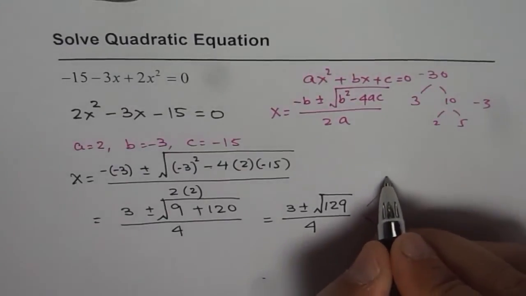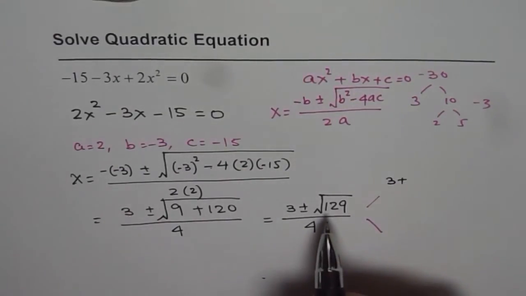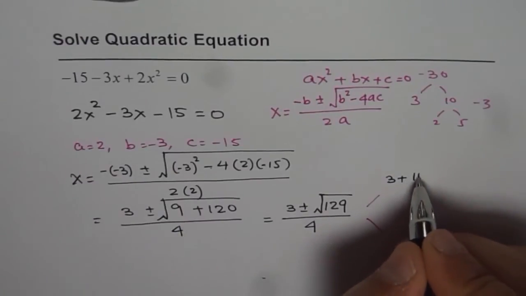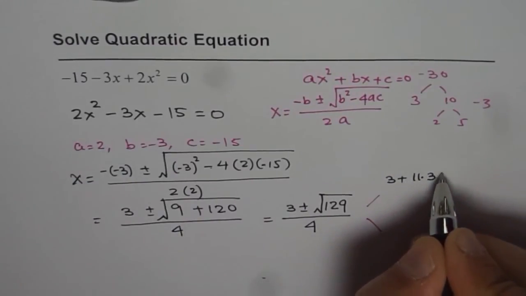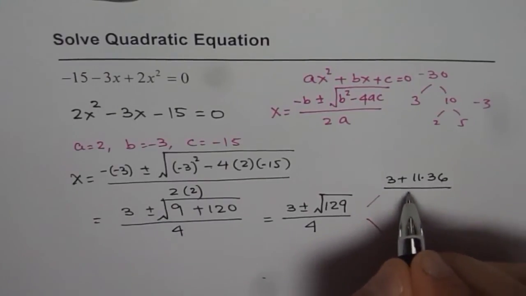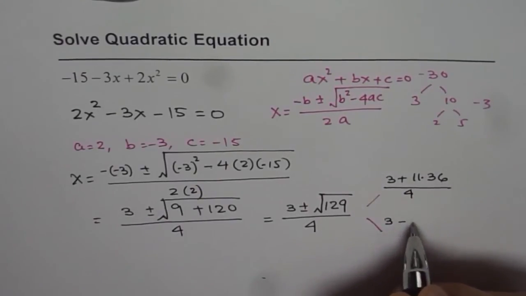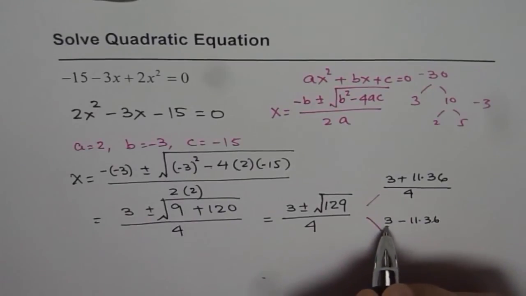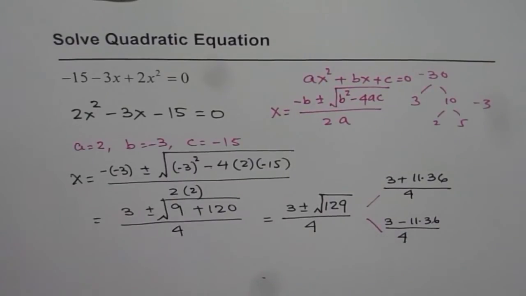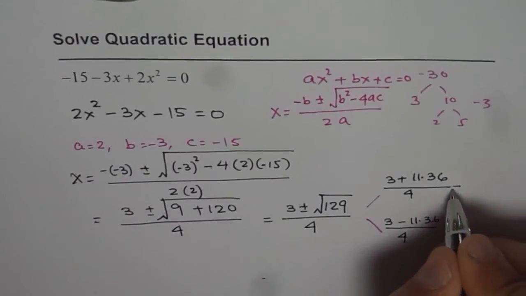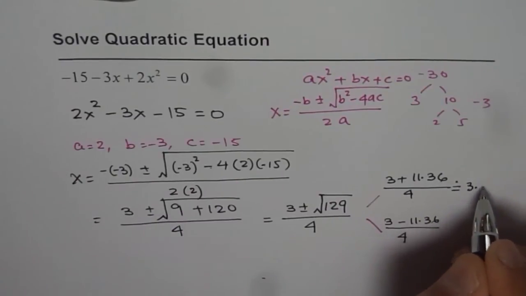So we get here 3 plus square root of 129 is 11.357. So let me write 11.36 divided by 4, or 3 minus 11.36 divided by 4, right? So let's do the calculation. 11.36 plus 3 divided by 4 gives us 3.59. So we'll approximate this to 3.6, right?